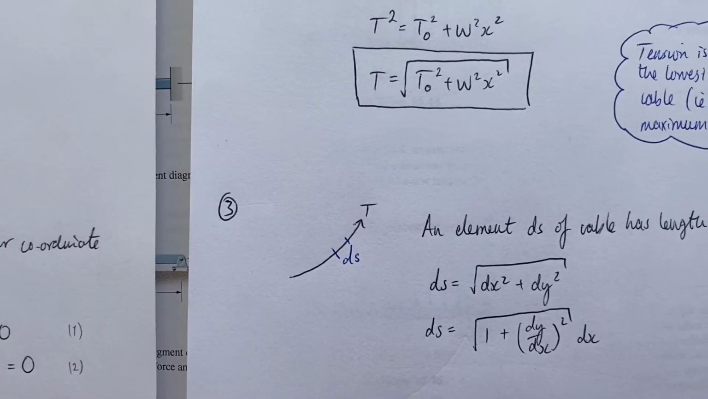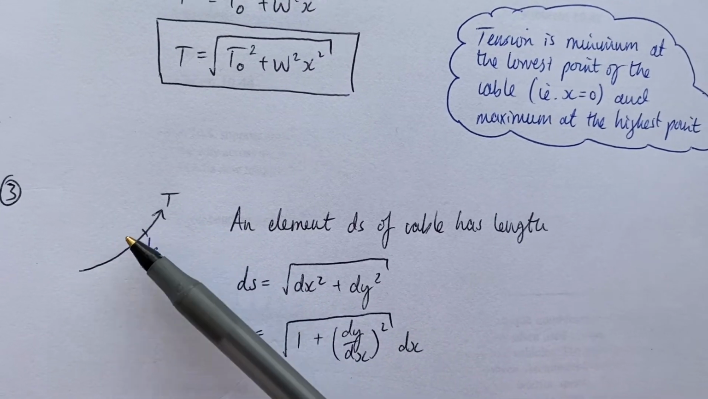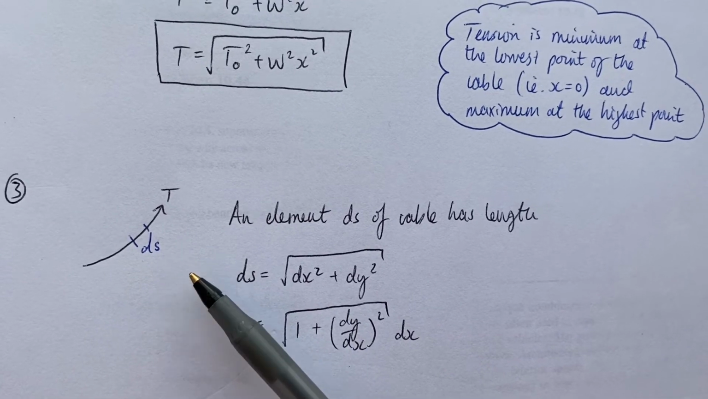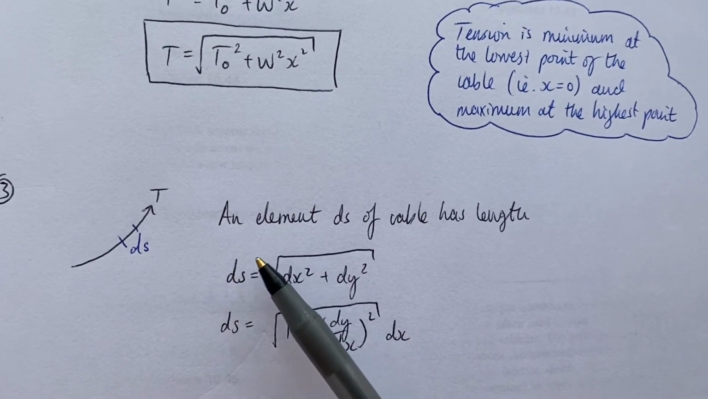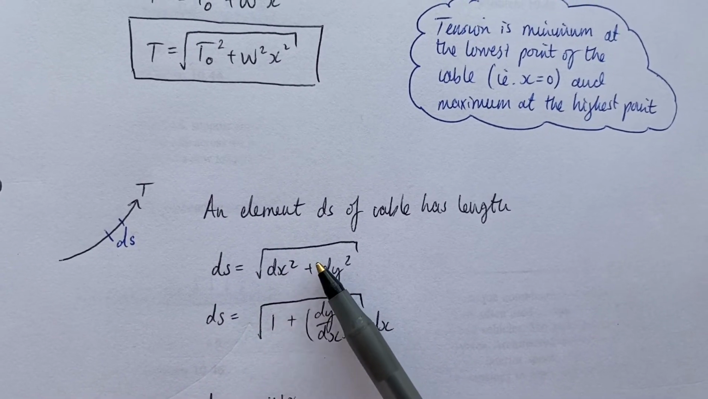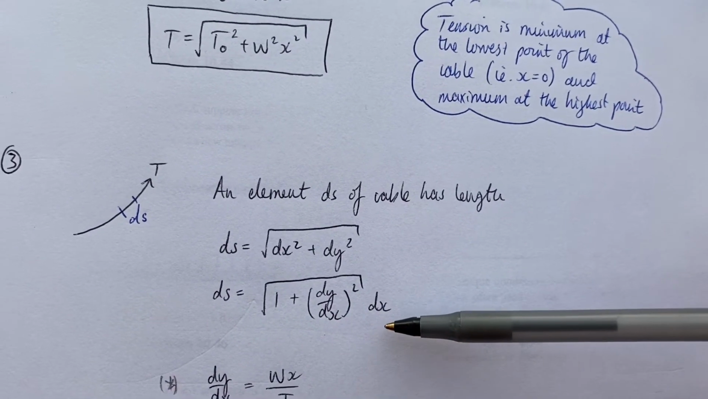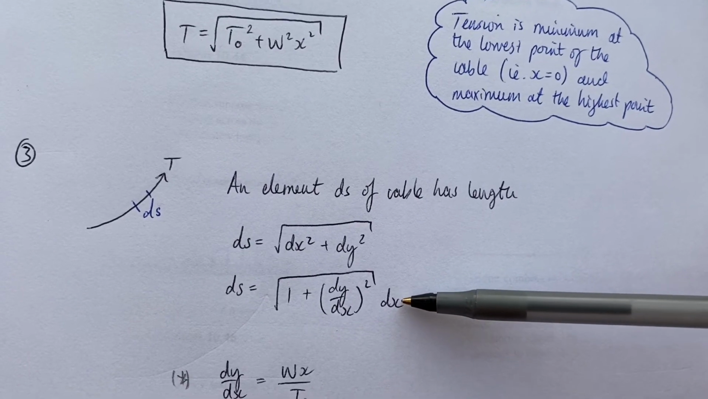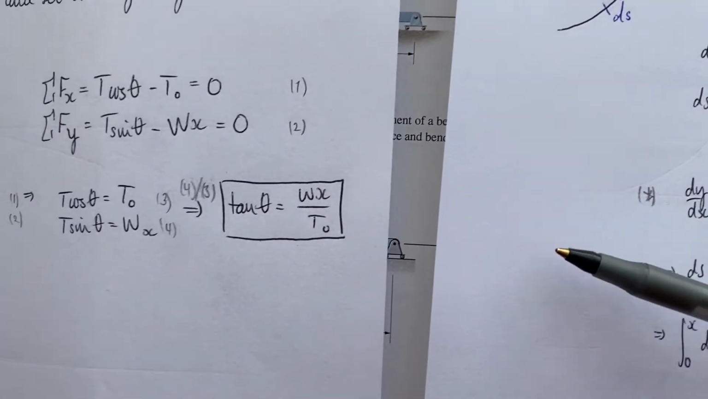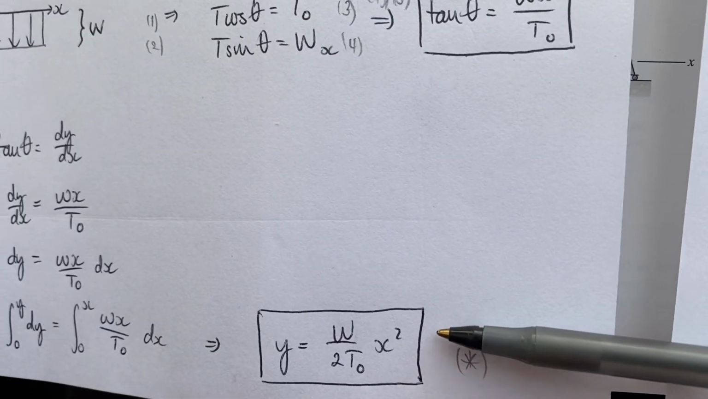So a similar kind of technique here. I call an element of the cable ds, so that I can apply some trigonometry to say that ds is just the square root of the change in x squared plus the change in y squared. Factorize dx out to get this, and then I've used this star equation. So star equation, where was that? That was down here, look. The equation for the shape of the cable.